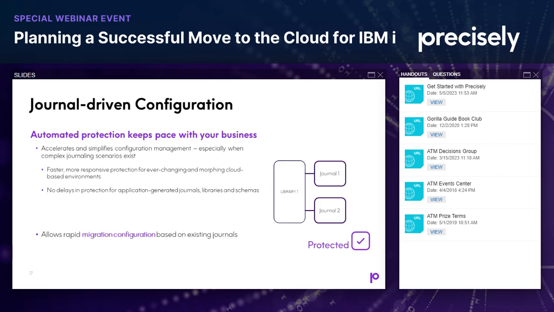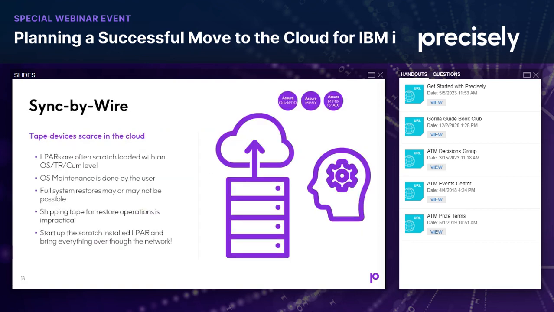The other thing it does is if you have a library with objects configured to multiple journals, it's going to make that so much easier whether you're migrating or not. So that's a key feature that came out in MIMIX 10, journal-driven configuration.